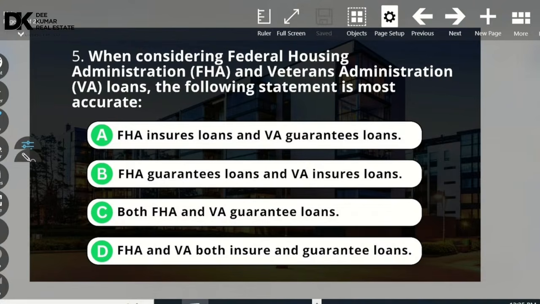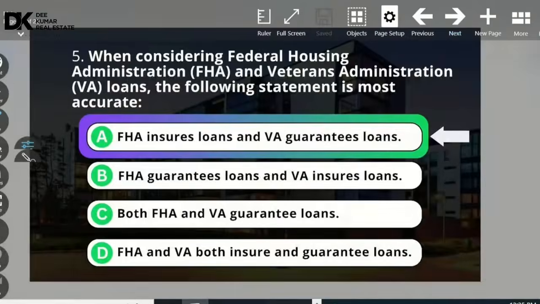And the answer is letter A. So the FHA insures loans and the VA guarantees loans. That is the most accurate statement. And so you want to know that the FHA is basically a large insurance company, a public sector insurance company that's basically guaranteeing banks against default. Therefore, the banks can take on more risk because with an FHA loan, the government will come back in and guarantee the lender 100% against default.